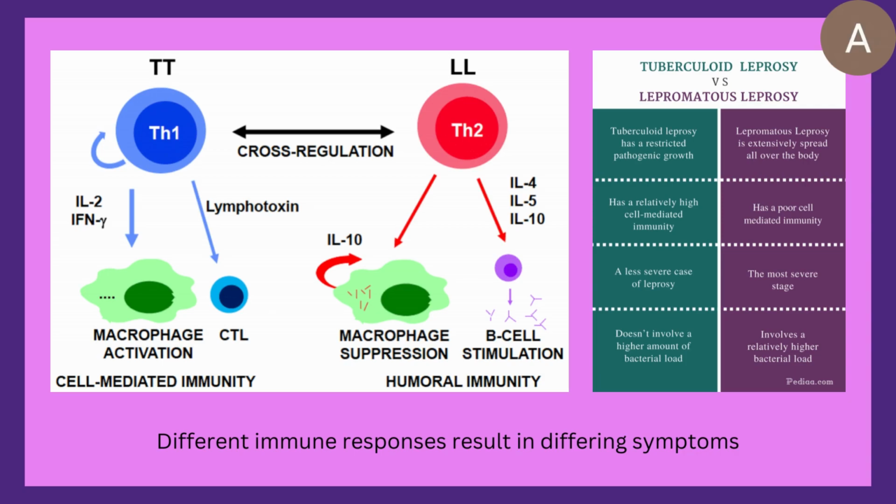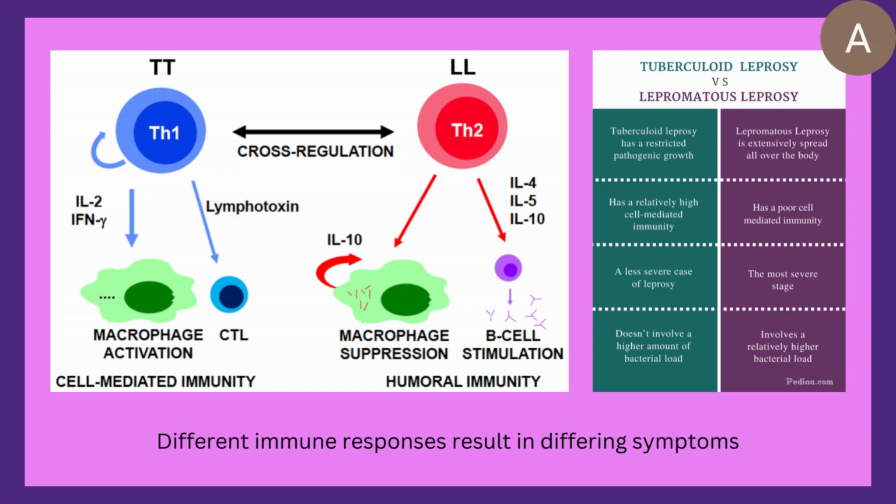So as I mentioned earlier, M. leprae is able to proliferate within cells by inhibiting phagolysosomal fusion. M. leprae then proliferates within macrophages, and two different host immune responses can be activated. The first involves Th1, the first type of T helper cell. This results in tuberculoid leprosy through the secretion of IL-2 and interferon gamma. This results in the activation of cytotoxic T cells, natural killer cells, and macrophages.